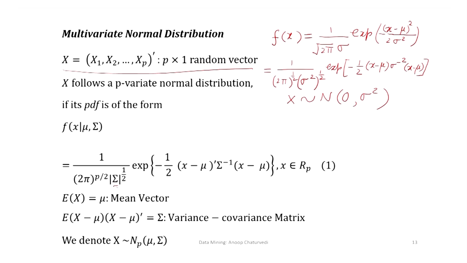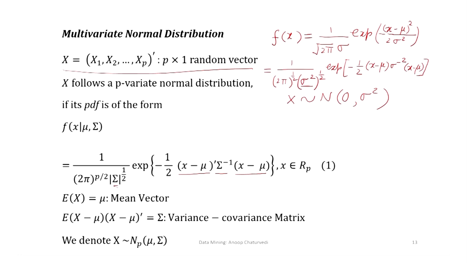Sigma is the variance covariance matrix. Here, sigma square is the variance of x. Exponential minus half x minus mu transpose sigma inverse x minus mu. X belongs to the p dimensional Euclidean space Rp. So, if the PDF is of this form, then we say that x follows a p variate normal distribution.